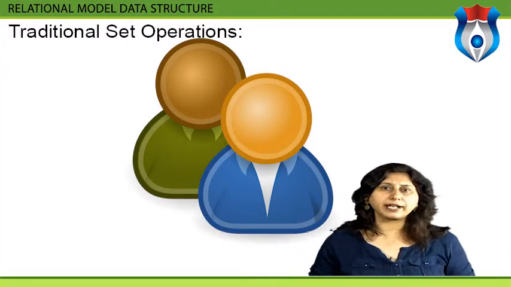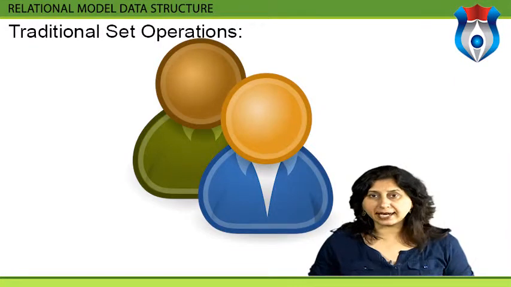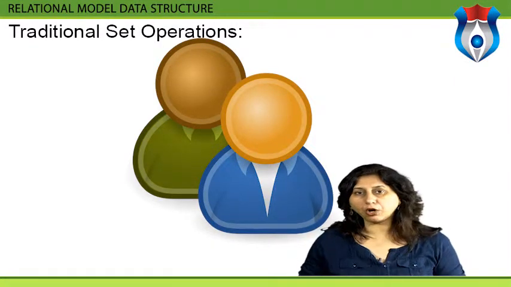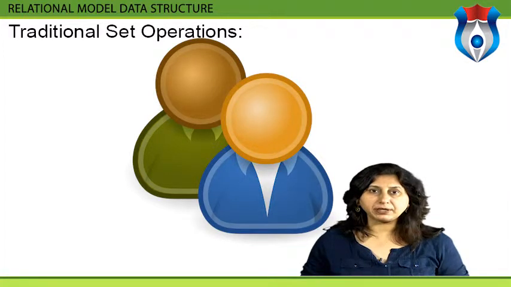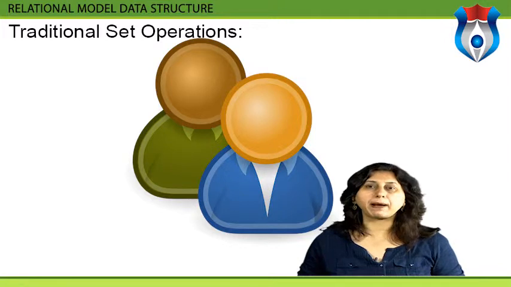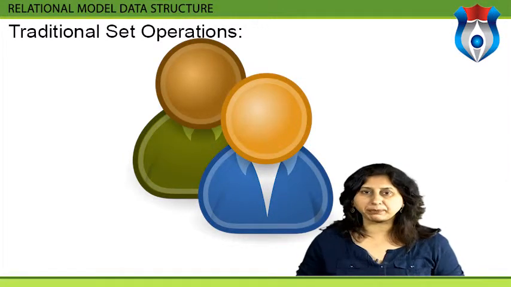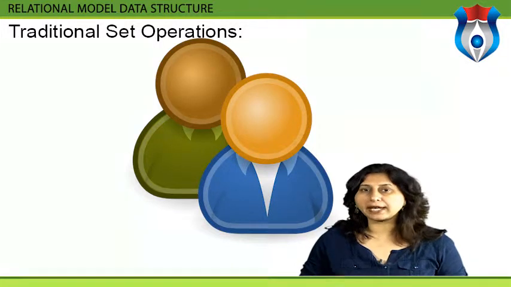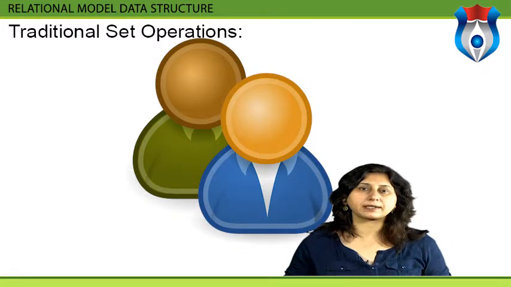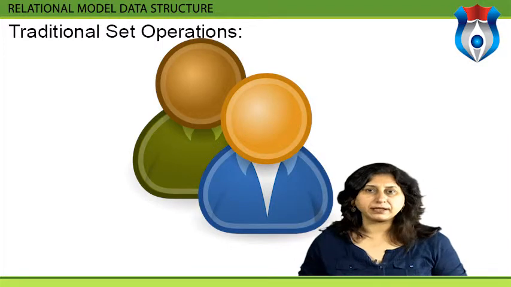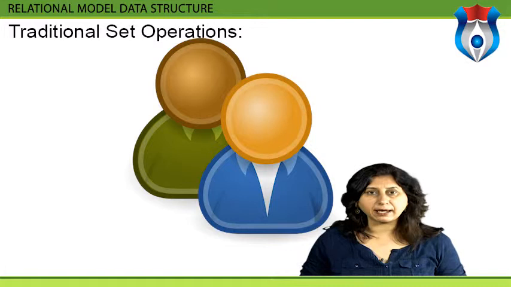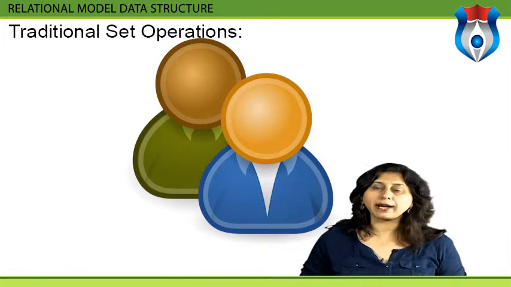The union of two relations A and B is the set of all tuples belonging to either A or B or both. Example, A is equal to the set of employees whose department is SW development. B is equal to the set of employees whose age is less than 30 years. A union B is equal to the set of employees who are either in SW development department or having age less than 30 years.